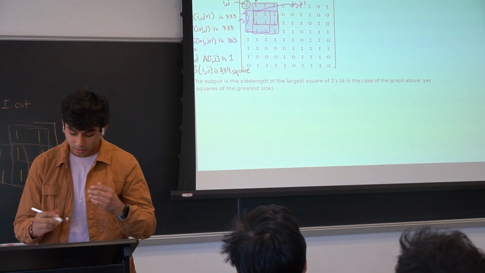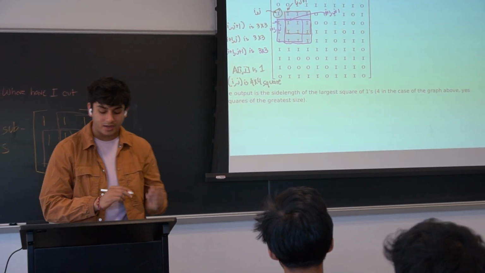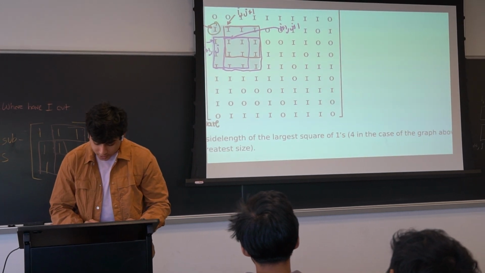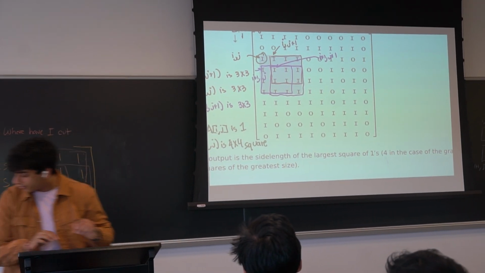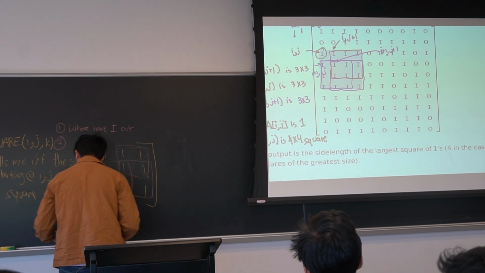Now that we have this sort of intuition about how to define a square recursively, I'm going to change gears a bit and try to think about a few different cases that we could run into.